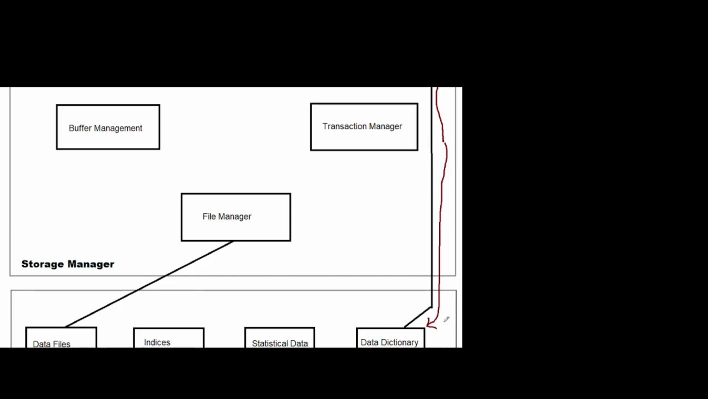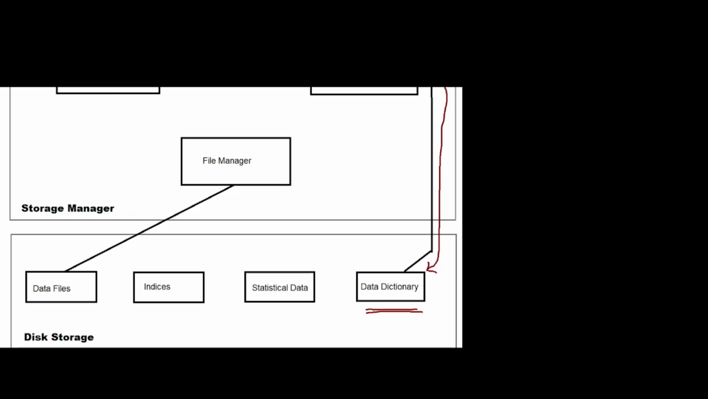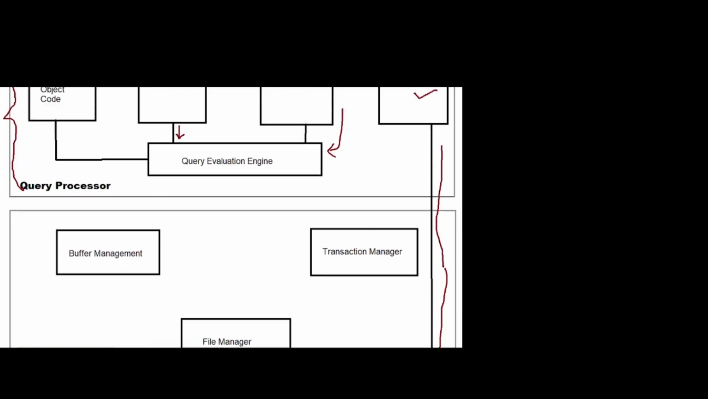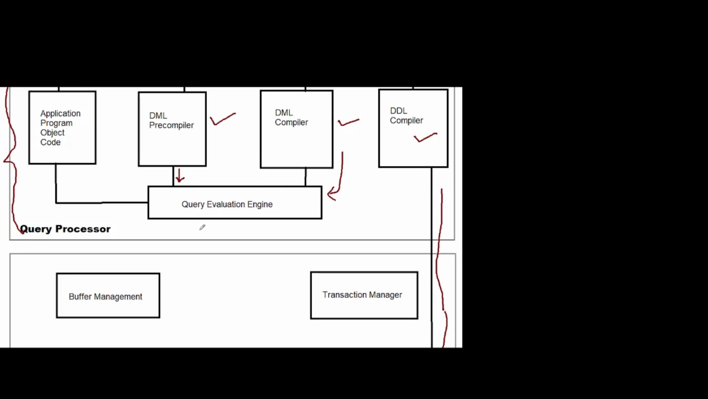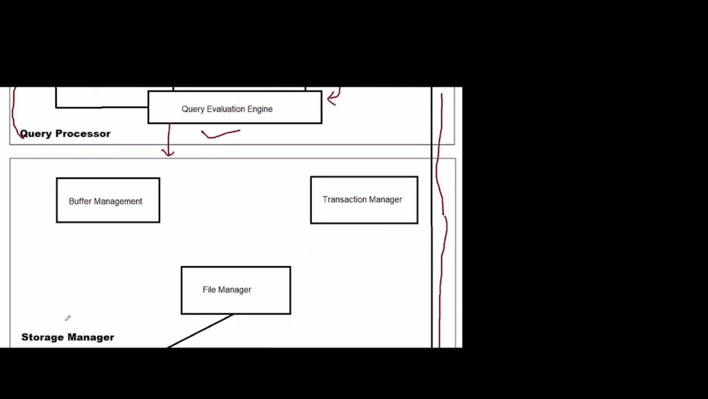The output of the DML Precompiler and the DML compiler are then sent to the query evaluation engine. The query evaluation engine is responsible for executing the query. It selects an efficient execution plan and requests the required data from the storage manager. Below the query processor is the storage manager shown in the box.